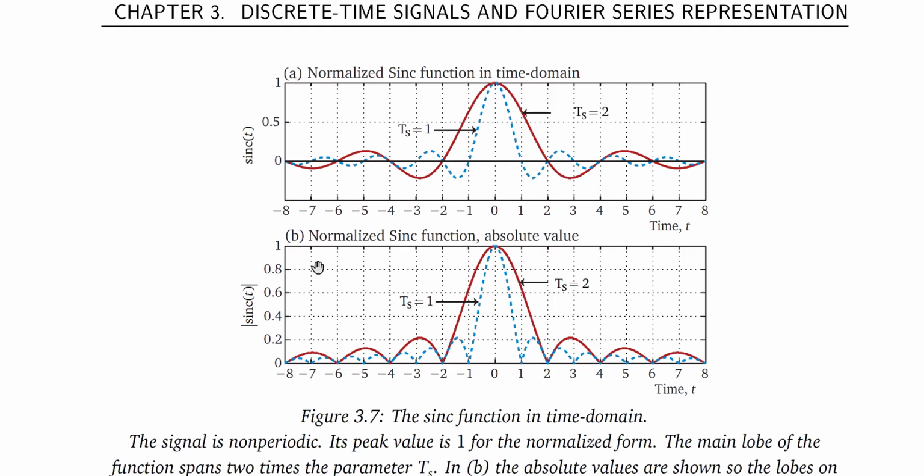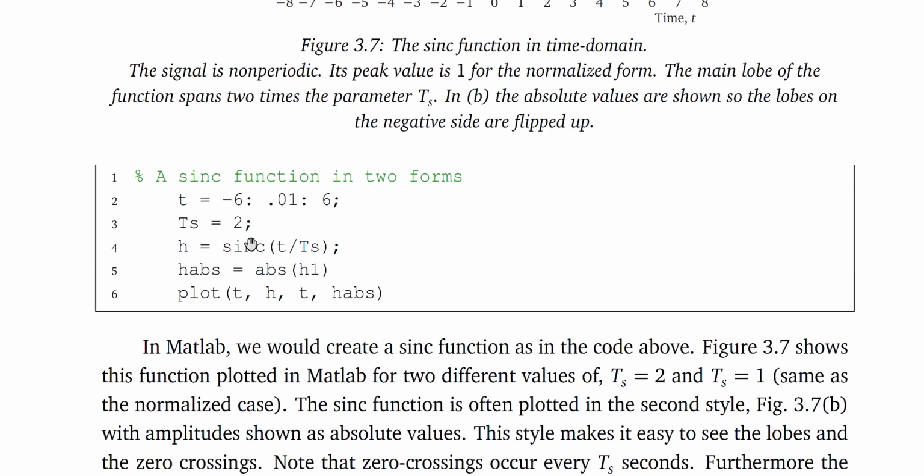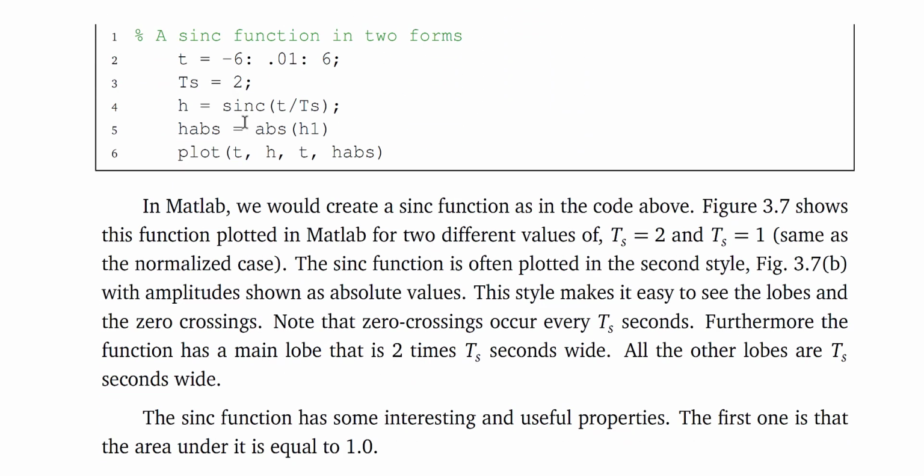Now, one other way you will see the Sinc function plotted is by absolute values. So basically what we do is take this and flip it up, and flip it up, and same here, and same here, and now it looks like this. More often than not, you will see it plotted in this fashion, because it makes it easy to see where the zero crossings are. But otherwise, the main lobe looks exactly the same. And here's how you can plot it in MATLAB.